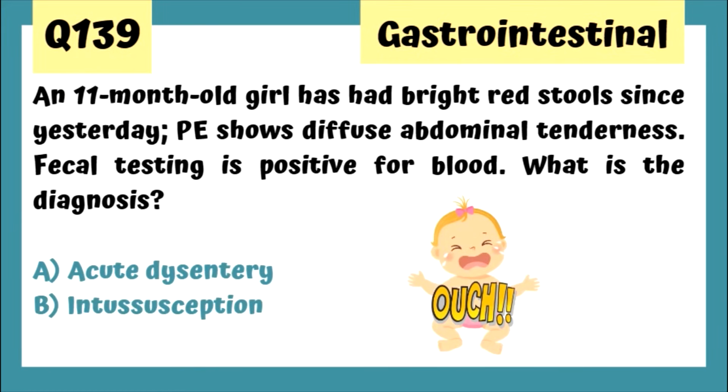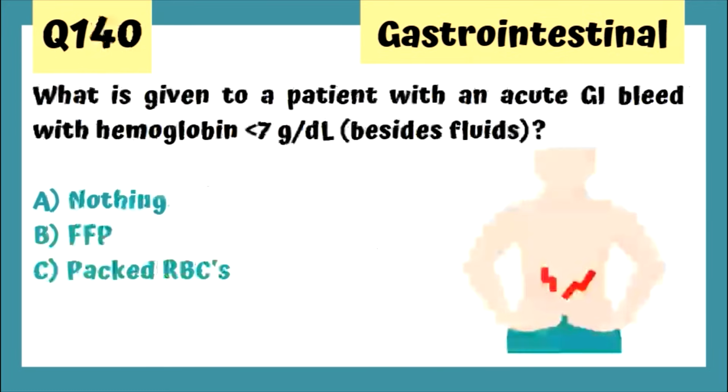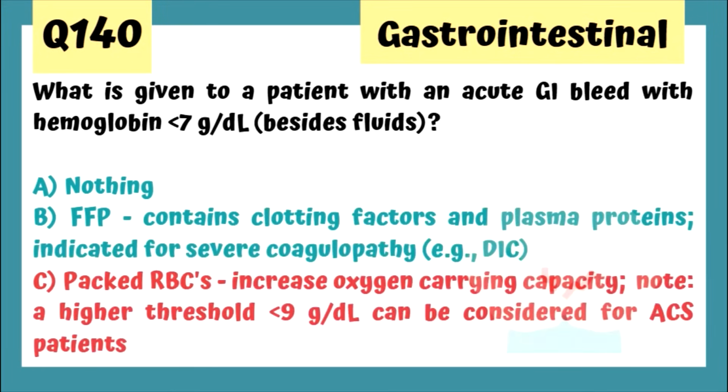Question 139. An 11-year-old girl has bright red stool since yesterday. Physical exam shows diffuse abdominal tenderness. Fecal testing is positive for blood. What is the diagnosis? Over here, this is another case of intussusception, where we often see blood. Question 140. What is given to a patient with an acute GI bleed with hemoglobin less than 7? We give packed red blood cells, not fresh frozen plasma. That's for severe coagulopathy, for example, DIC.